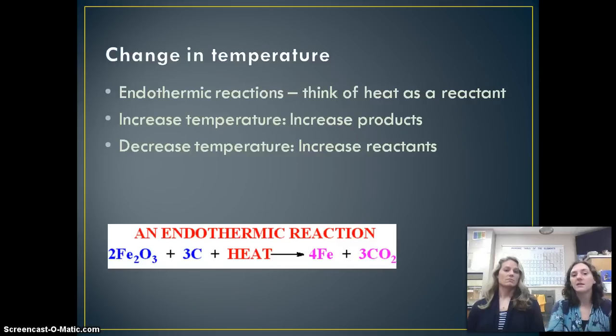Endothermic reactions. Now you have heat as a reactant. So in this one, we don't have a pretty sun, but we do have a big word, heat. If you increase the temperature, you're going to increase the products. So it's kind of the same thing. And then if you decrease the temperature, then you're going to increase the reactants. So that is Le Chatelier's principle. Remember, changes in temperature, change in pressure and volume, but they're related. And then you've also got your changes in concentration.